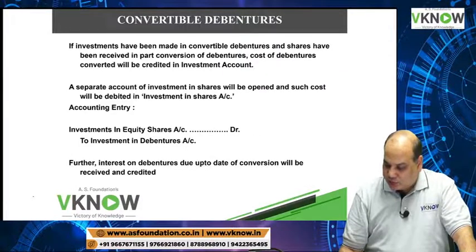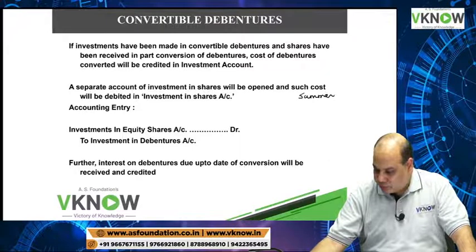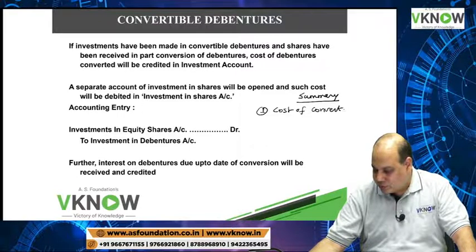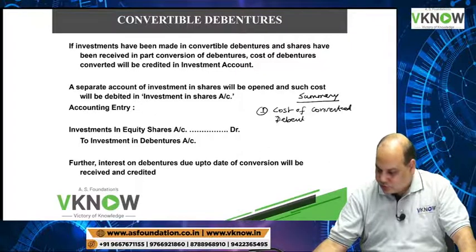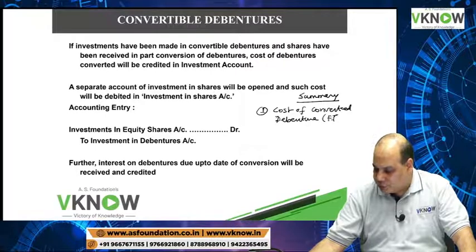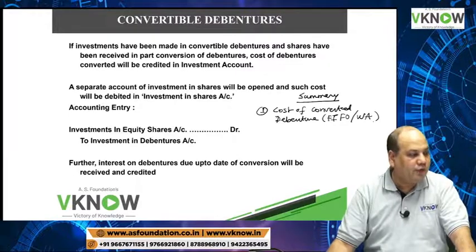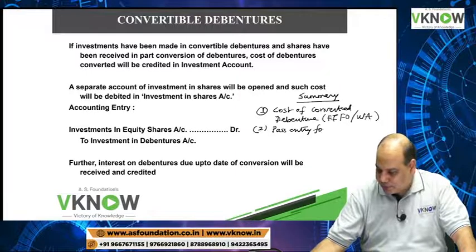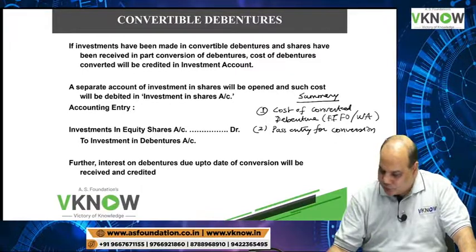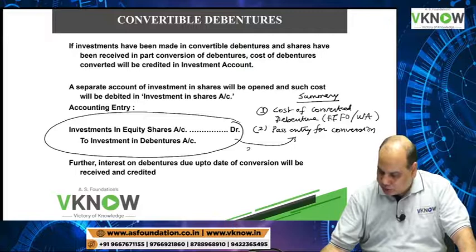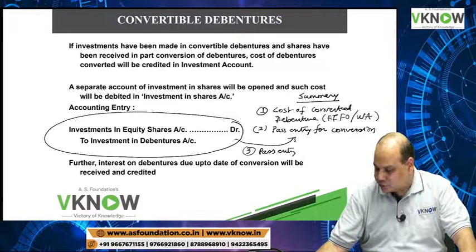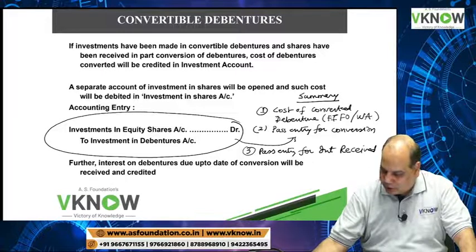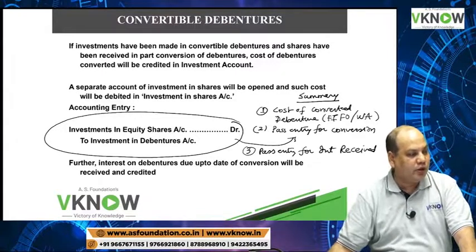Let me summarize quickly the steps you have to perform. You have to find the cost of converted debenture. You have to see whether the company is following FIFO or weighted average. You now know how to solve FIFO and weighted average. Then you will pass the entry for conversion, which is this entry. And then you will pass the entry for interest received: bank account debit to interest received.